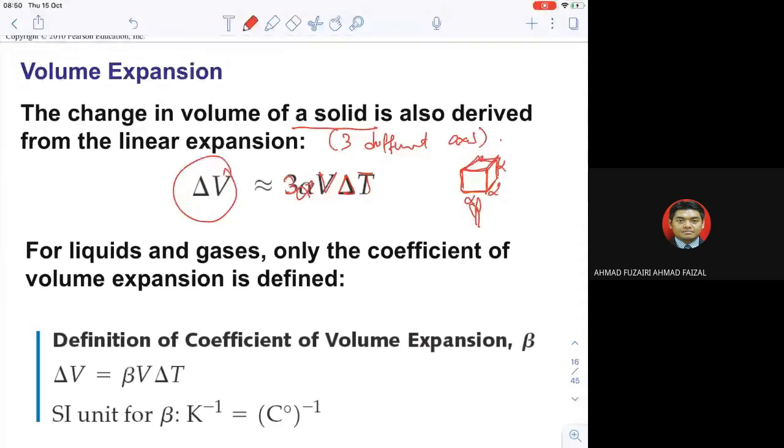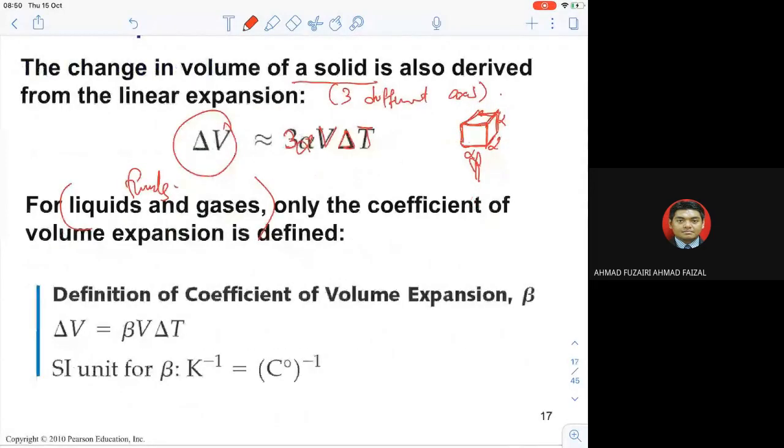However, for liquids and gases, which are called fluids, the coefficient of volume expansion will be defined by beta. We always use alpha because alpha means solid. But liquids and gases cannot use the same alpha, because alpha is the linear expansion in solids. When we have expansion in fluids, for example liquids and gases, we use beta.